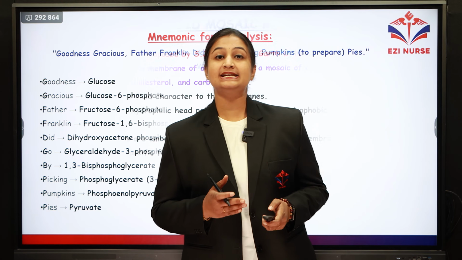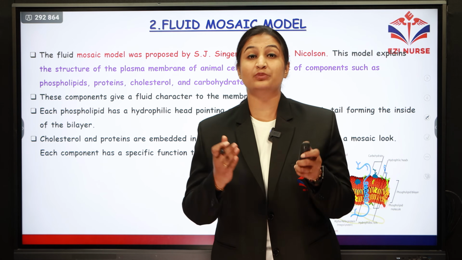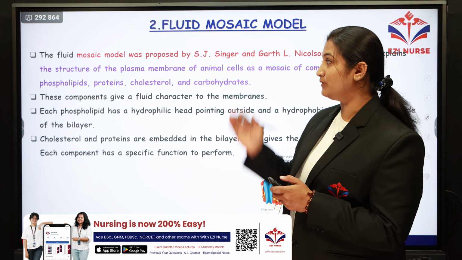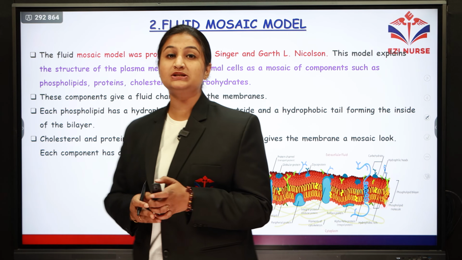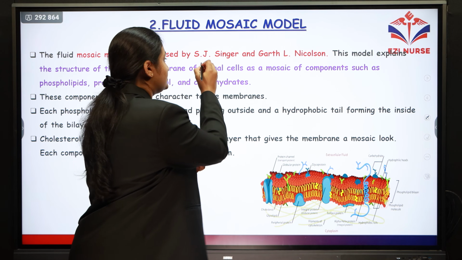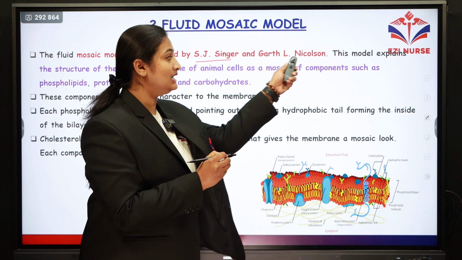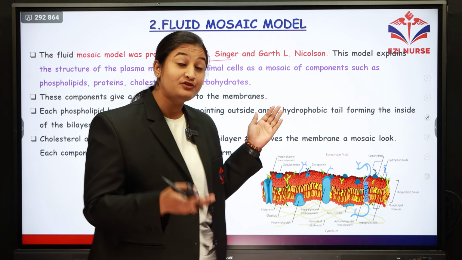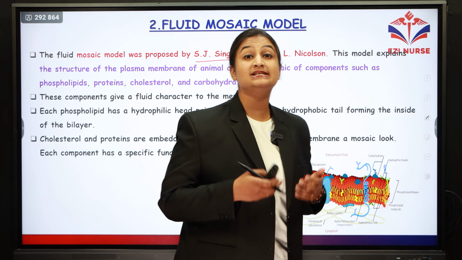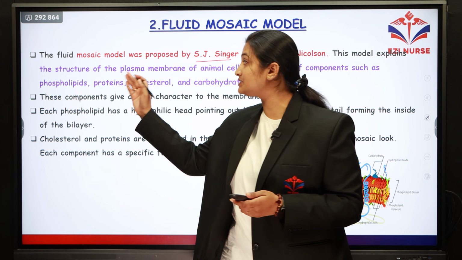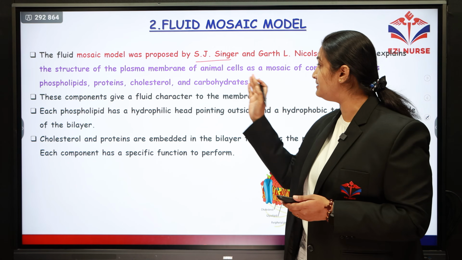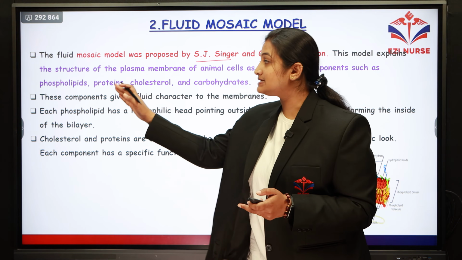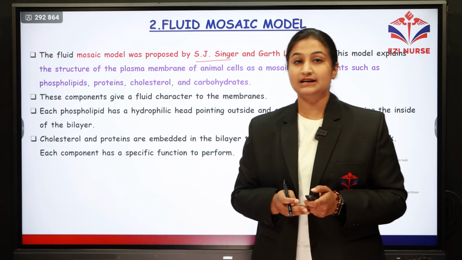So the next question is the fluid mosaic model. That's also a very important question that is surely going to come in your exams. The fluid mosaic model was proposed by S.J. Singer and Garth Nicolson. These are the two persons who discovered the fluid mosaic model. And what is this model mainly explaining? It's explaining the structure of the plasma membrane of animal cells and the mosaic of different components, that is phospholipids, proteins, cholesterol and carbohydrates.